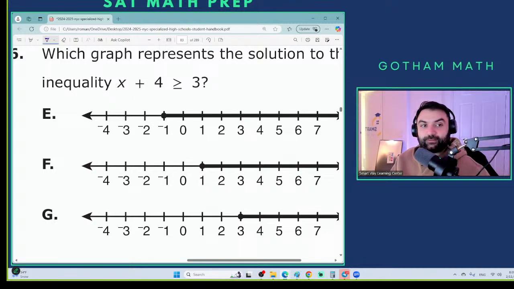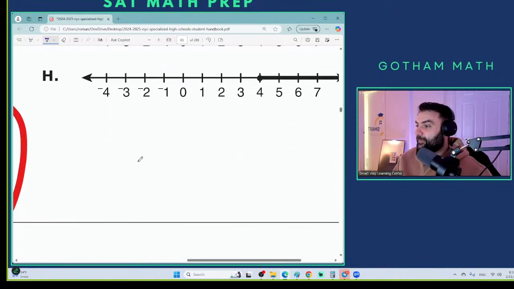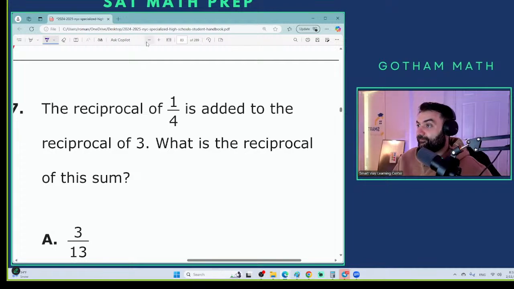Oh, I got it. That's how you do it. You get rid of the 4 first. You get x greater than or equal to -1. And there is only one answer that starts with -1. It's hard to make a mistake over here. It's like a gift question.